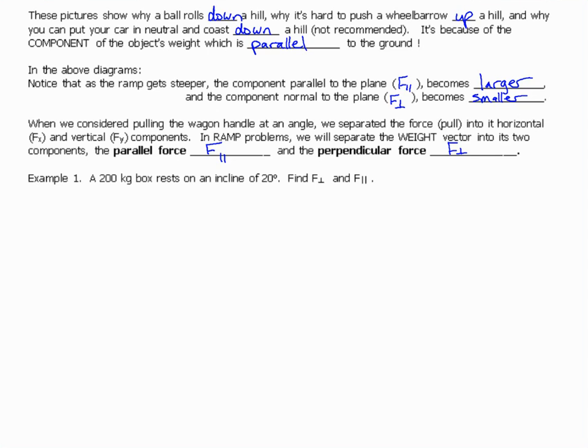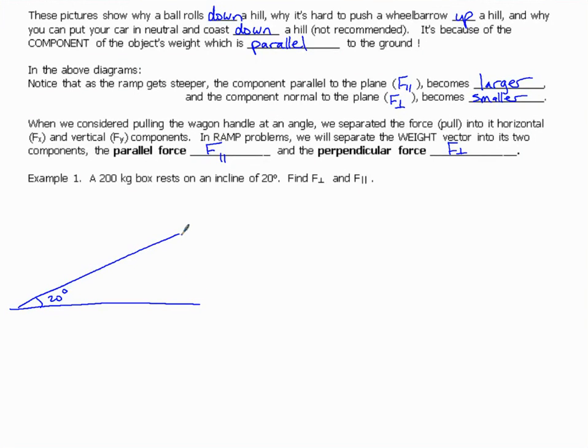Example 1, a 200 kilogram box rests on an incline of 20 degrees. Find the perpendicular force and the parallel force. So the first thing that you'll want to do is draw a picture. So if this is the horizontal surface, and here is the incline, it is 20 degrees.